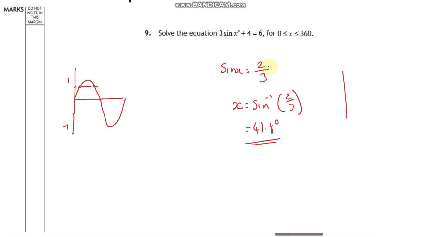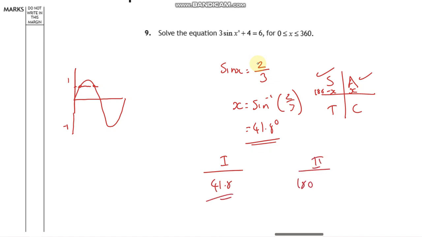And to work out our second answer, we just use our cast diagram. Sine is positive in the first and second quadrants. So one of my answers is x, and the other answer is 180 take away x. So in quadrant 1, my answer is just 41.8, that's cool. And in quadrant 2, it's 180 take away 41.8, which is 138.2 degrees.